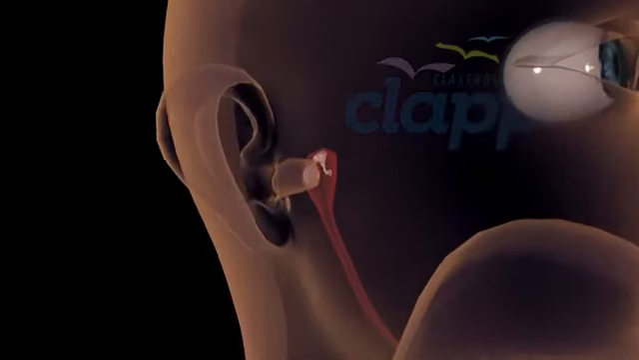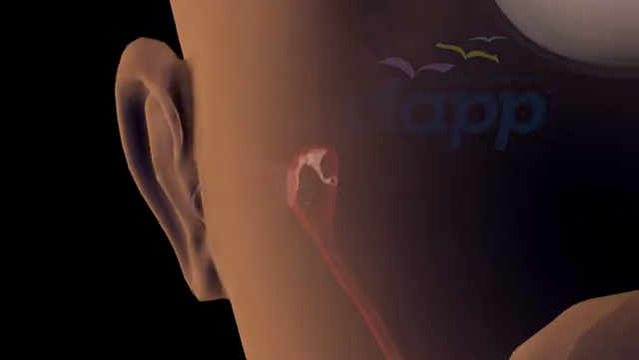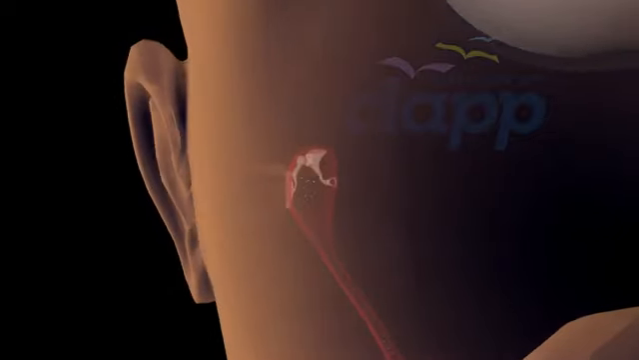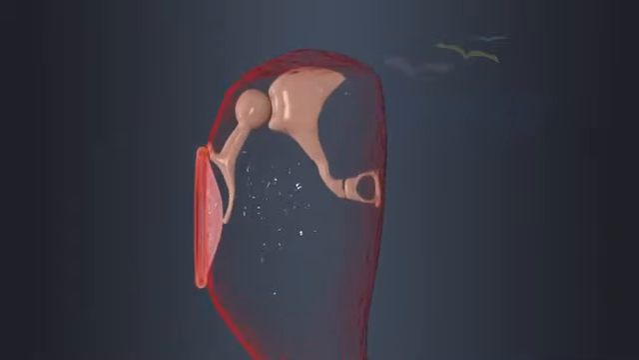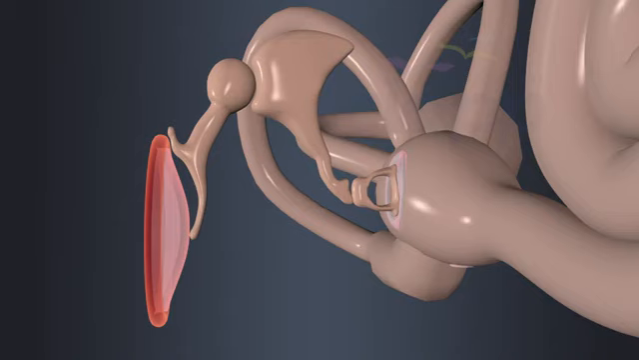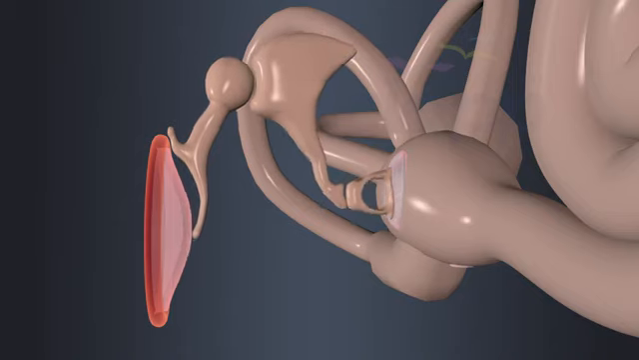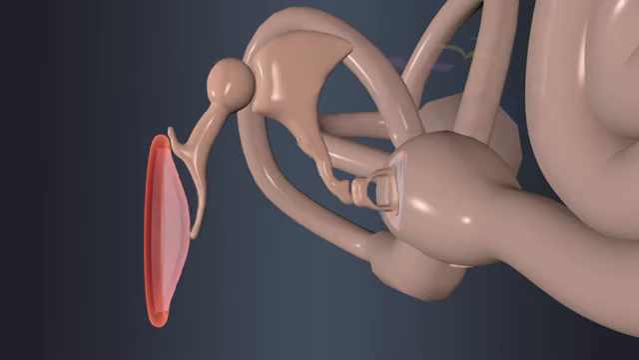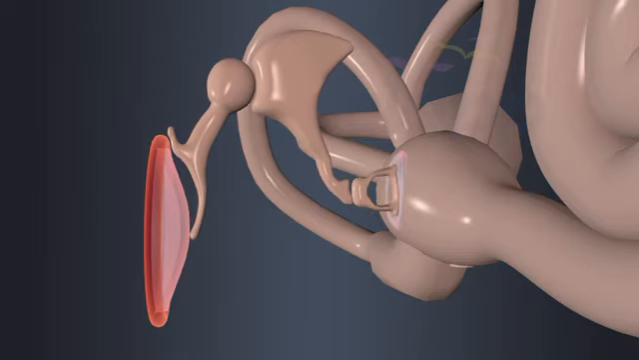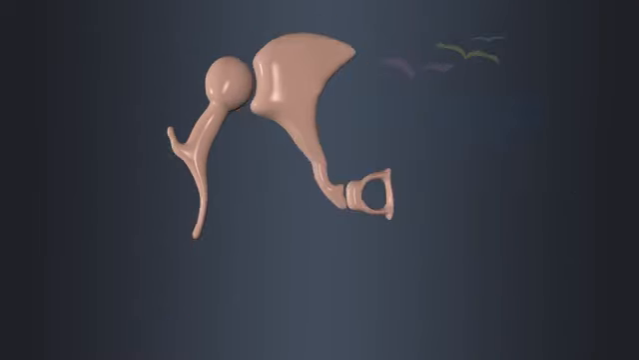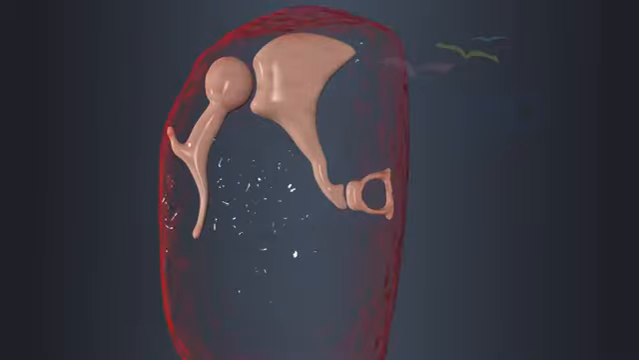Middle ear. The middle ear is a small air-filled cavity located between the outer ear and the inner ear. It is a crucial part of the auditory system and plays a vital role in transmitting sound vibrations from the eardrum to the inner ear, where sound is converted into electrical signals that the brain can interpret. Middle ear contains ossicles and eustachian tube.